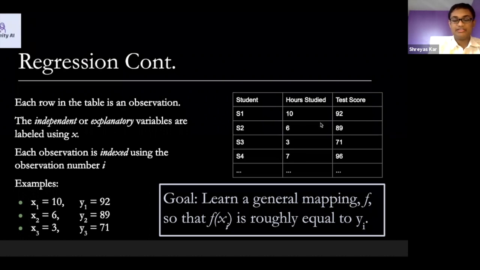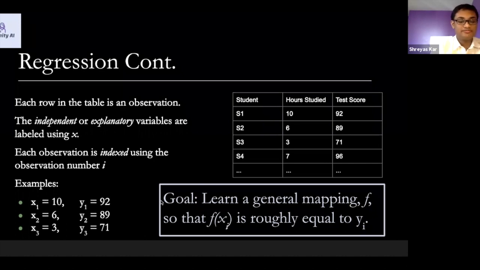Secondly, now let's introduce the idea of an independent or explanatory variable. An independent variable, labeled using X, is just the input of the regression model. In my opinion, a better word instead of independent variable is explanatory variable, because these are the variables which explain the numerical output. So in this case, it explains the test score.